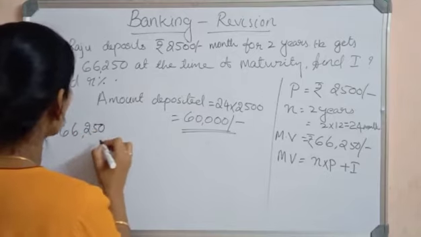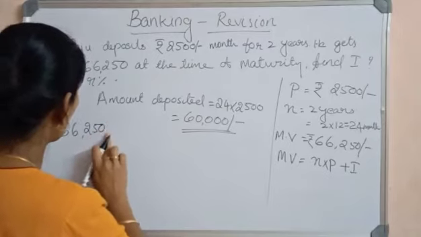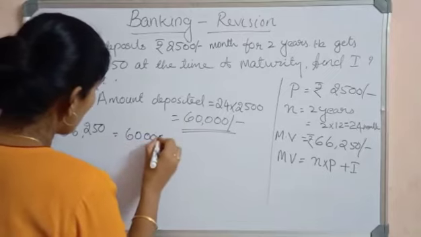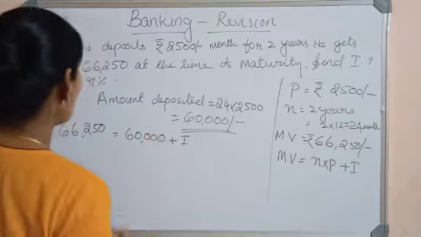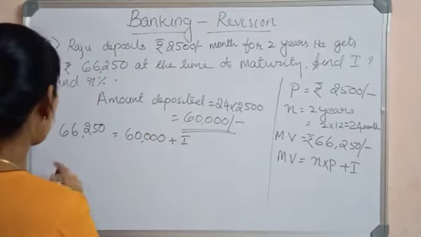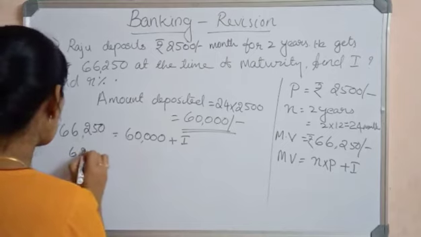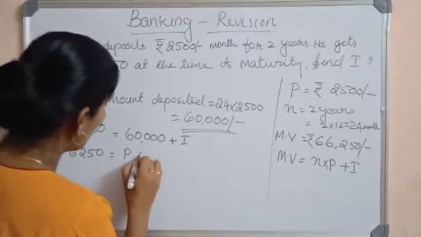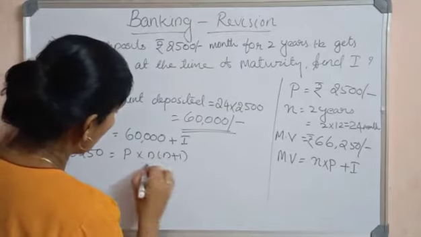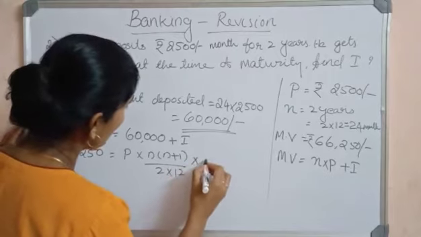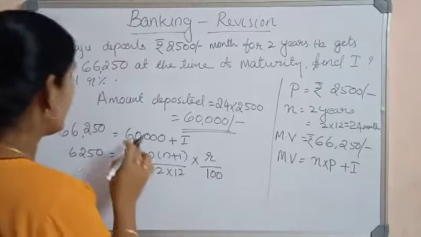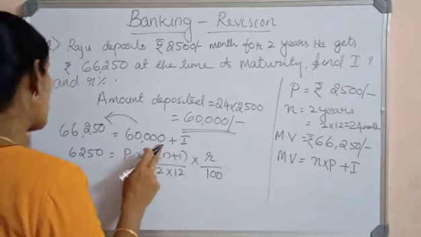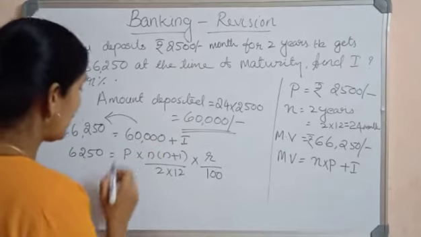66,250 is equal to 60,000 plus I. So when you bring 60,000 to this side, you will get this as 6,250 is equal to I. I is P into N plus 1 by 2 into 12 into R by 100. Here we have brought 60,000 this side, and the difference between 66,250 as well as 60,000 is 6,250. Let's substitute the values.